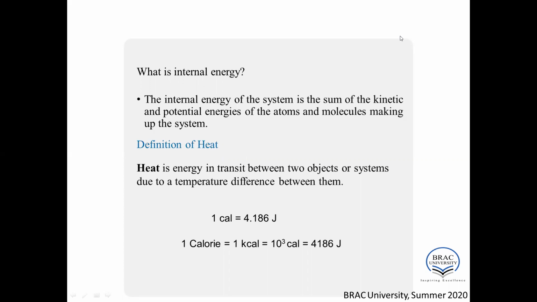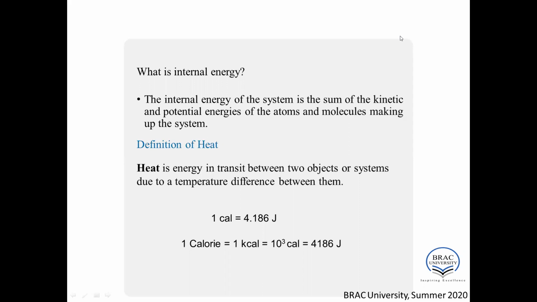So, mainly in the case of a solid, liquid or gas, there is energy inside the object, basically due to atoms and molecules. These are different types of energies. In the case of kinetic energy and potential energy, the combination of these two is called the internal energy.